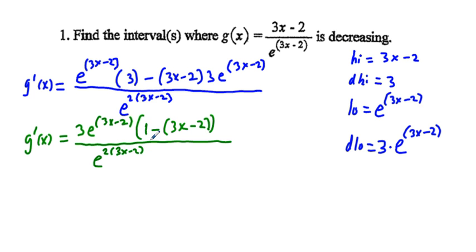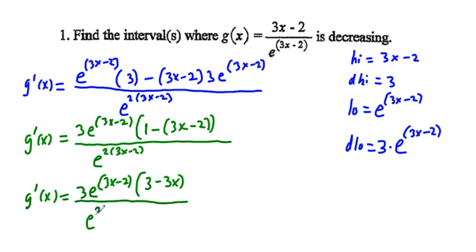Basically simplifying this on the right, 1 minus (3x minus 2), g prime of x is equal to 3e to the 3x minus 2, times, it simplifies to 1 minus negative 2, which is 3, and we have minus 3x, over e to the 2 times quantity 3x minus 2.